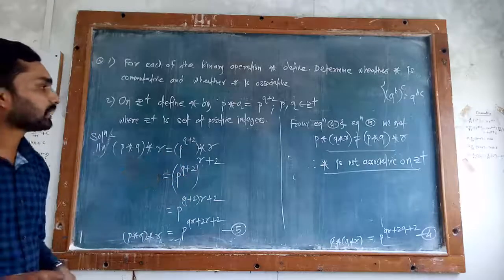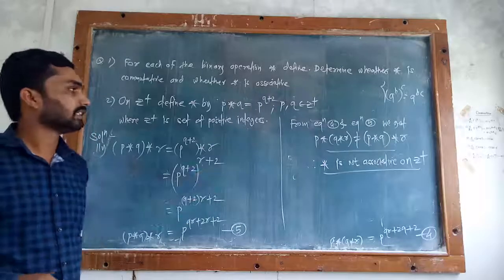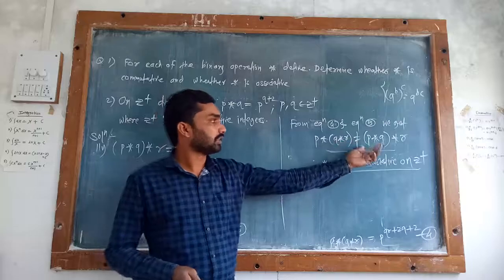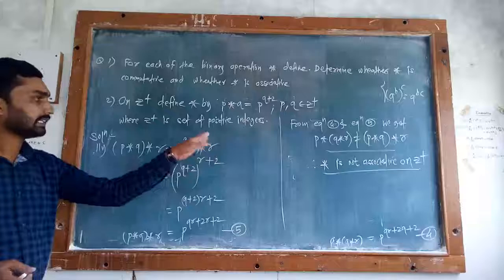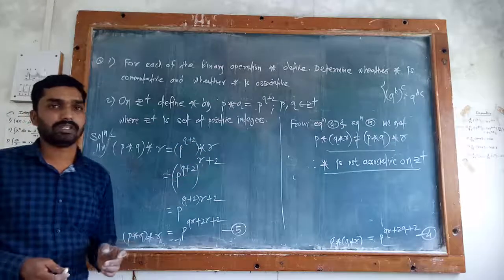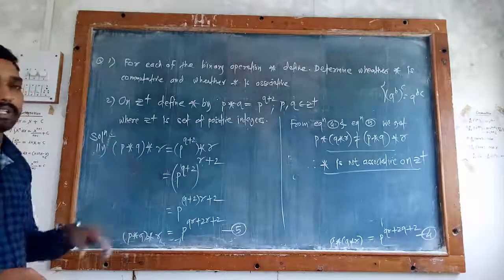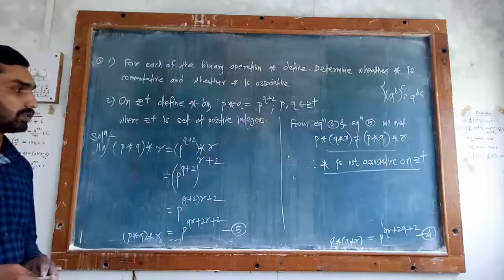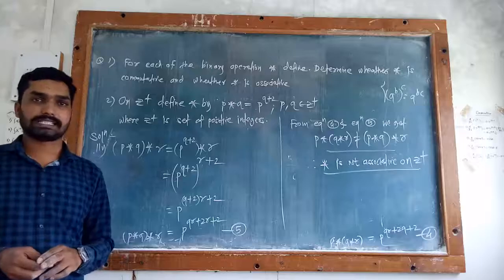Similarly for associativity, we can take the values of p, q, r as 1, 2, 3. We can simply check whether p star q star r is equal to p star q, star r or not. Similarly, it is not satisfied for 1, 2, 3. If the values 1, 2, 3 are p, q, r, then star is not associative on the set of positive integers. So I hope you have understood all parts from both examples. The remaining part we will study in the next lecture. Thank you.